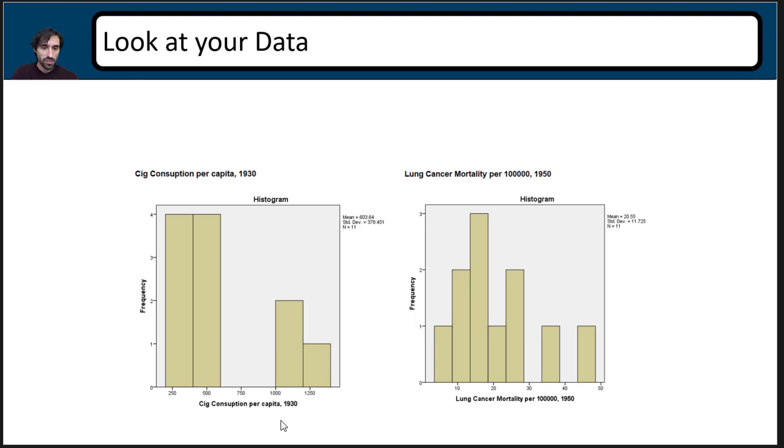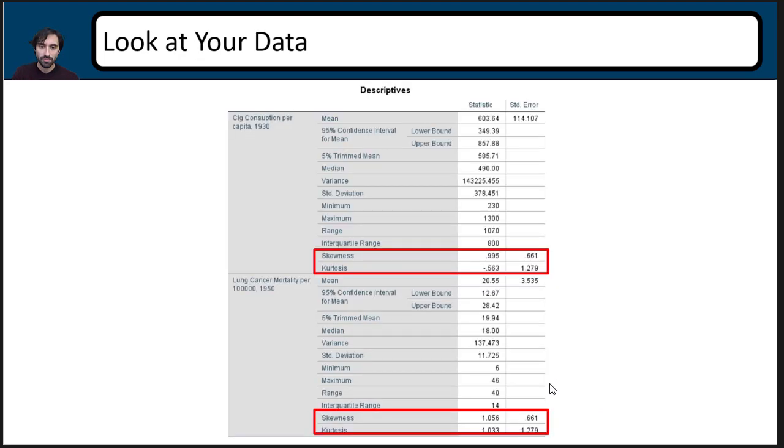All right, so here's our cigarette consumption for 1930, and then here's our lung cancer mortality rate per 100,000. And that is in 1950. I actually missed that part, that this was actually 1950. Whoops. All right, we're moving forward.